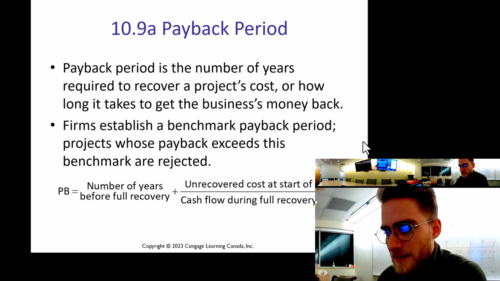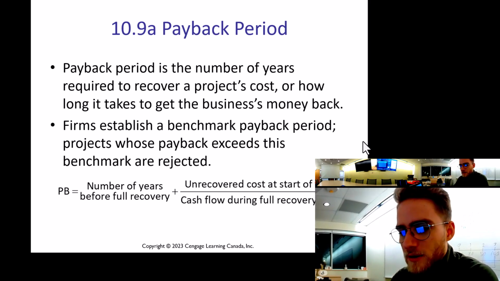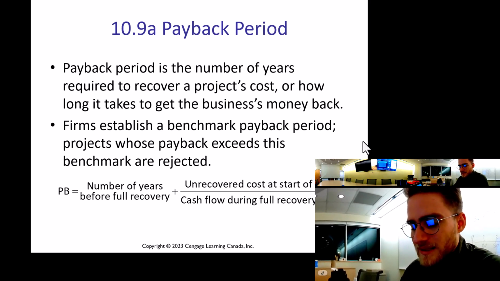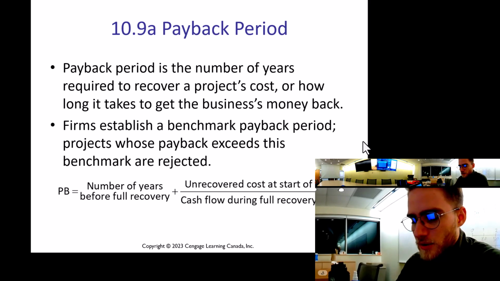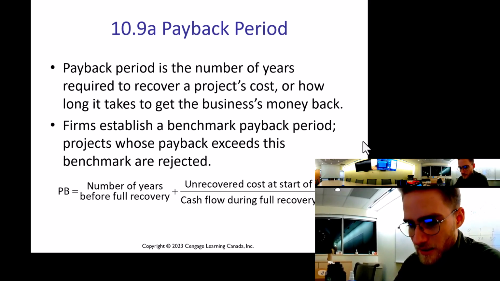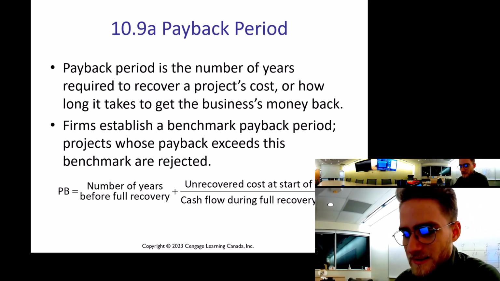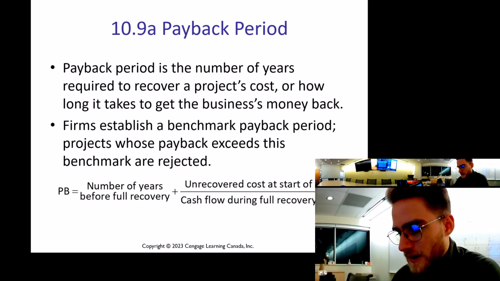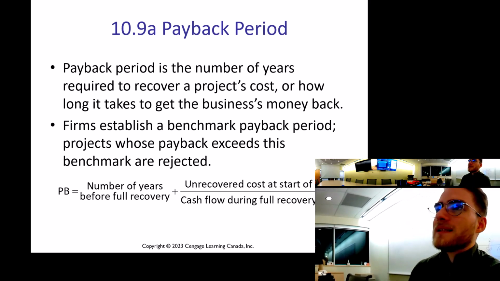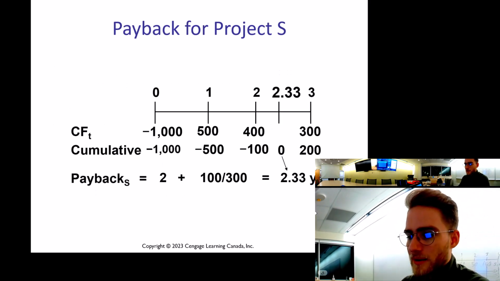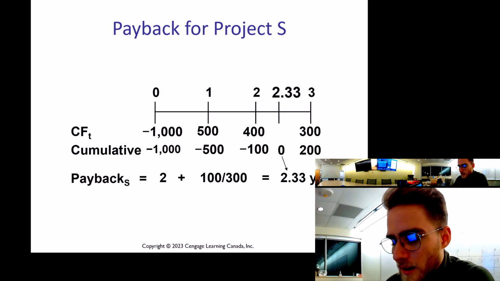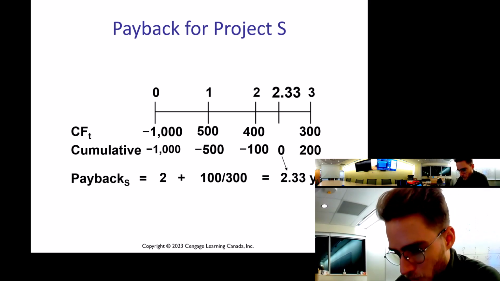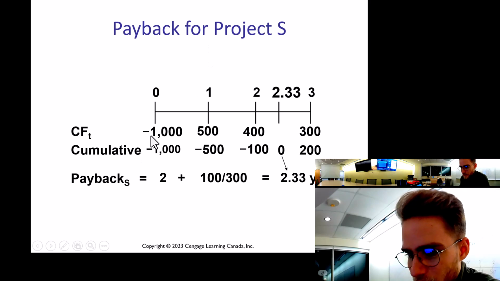So when calculating payback period, it is the number of years required to recover a project's costs, or how long it takes to get the business's money back. So firms establish a benchmark payback period. Projects whose payback exceeds this benchmark are rejected. So when you do a payback period, it's the number of years before a full recovery plus unrecovered costs at the start of the year divided by the cash flow during the recovery year. Again, probably seems confusing, but if I show you how to do it in Excel, you're going to be like, wow, that's easy. So what it looks like here is when you plot it out on a timeline, what you're looking for is you see your cash flow right here. This is your initial cost, right?